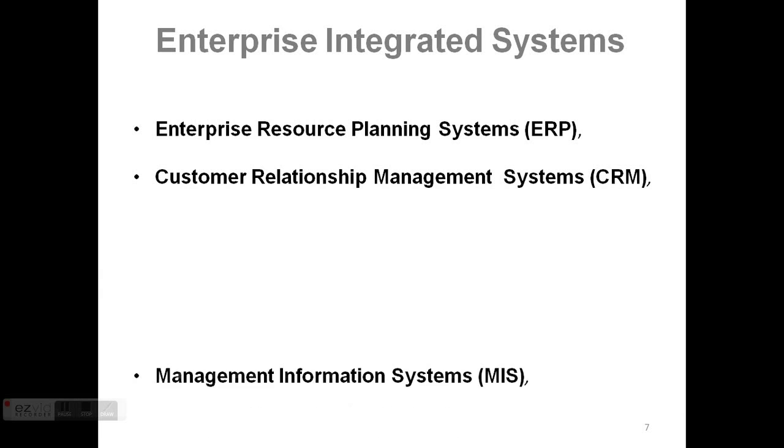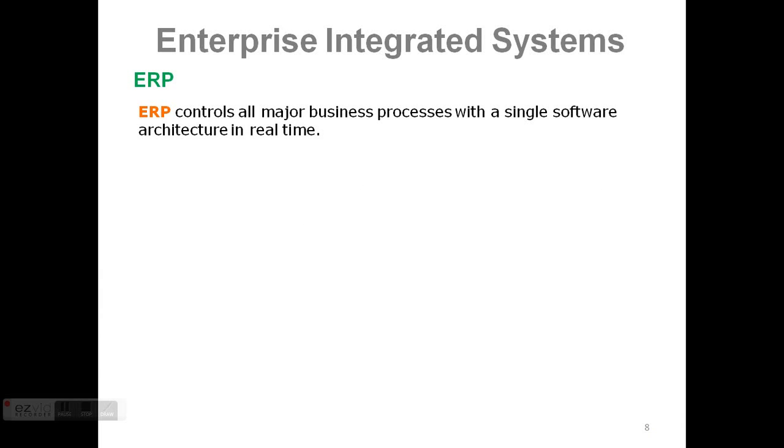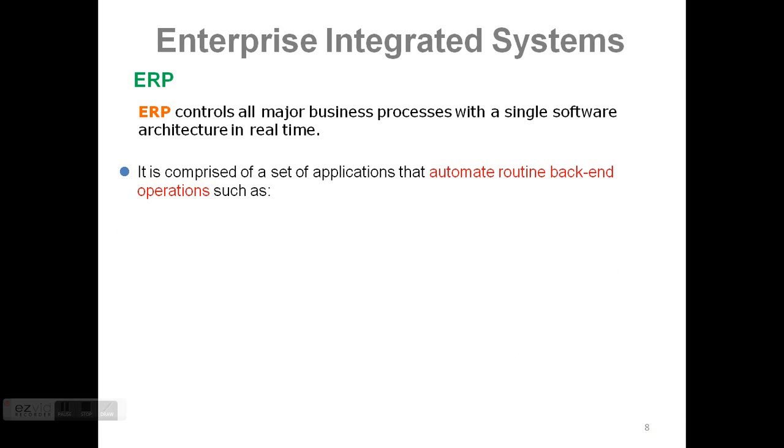Okay, let's see ERP. ERP controls all major business processes with a single software architecture in real time. So it is focusing on business processes and functionality throughout the organization. It is comprised of a set of applications that automates routine back-end operations such as financial management, inventory management, scheduling, order fulfillment, cost control, and so on, and also accounts payable and receivable.